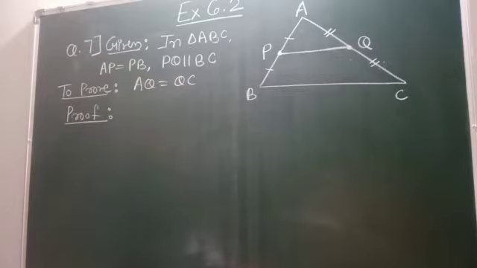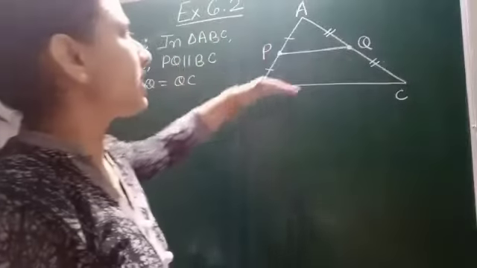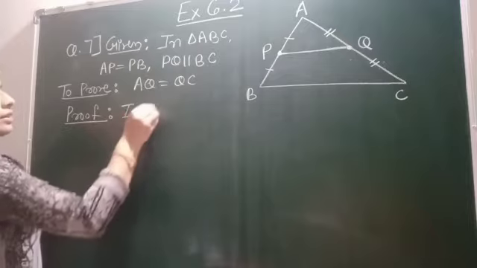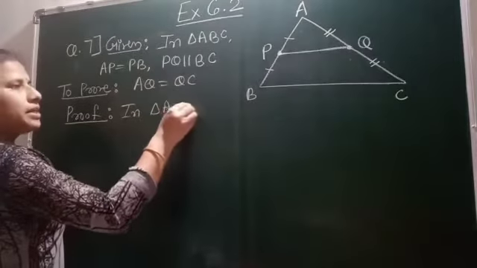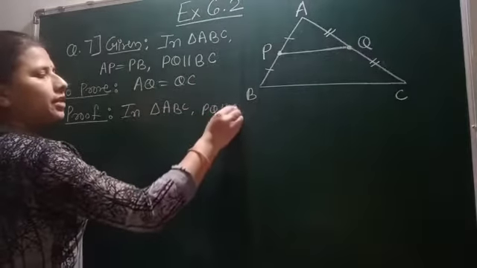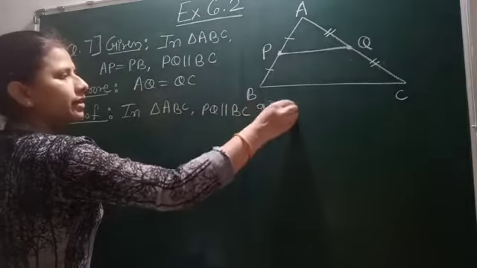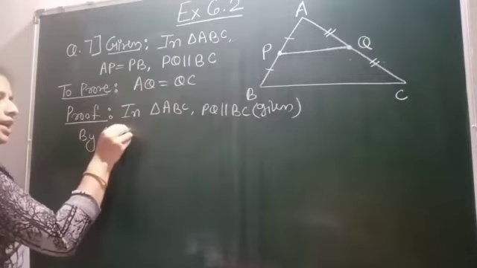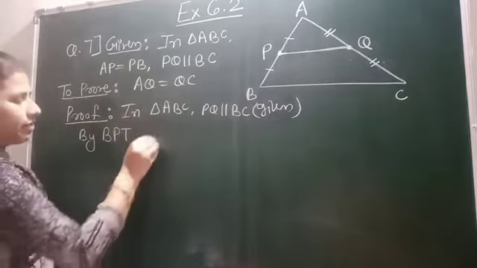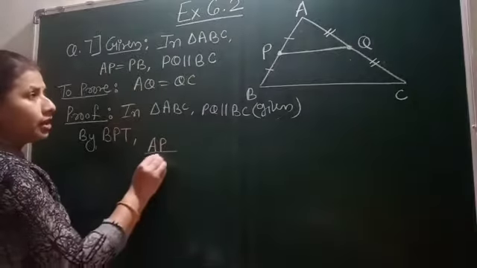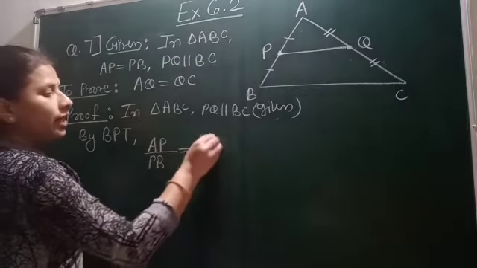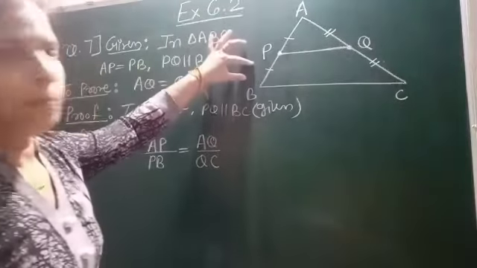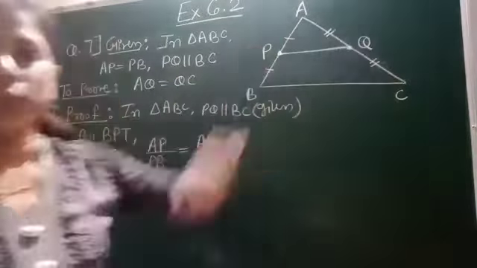Again we will apply the basic proportionality theorem, because it is given that the line PQ is parallel to BC. So in triangle ABC, PQ is parallel to BC. It is given that. Therefore, by the basic proportionality theorem, we will get AP upon PB equals AQ upon QC.